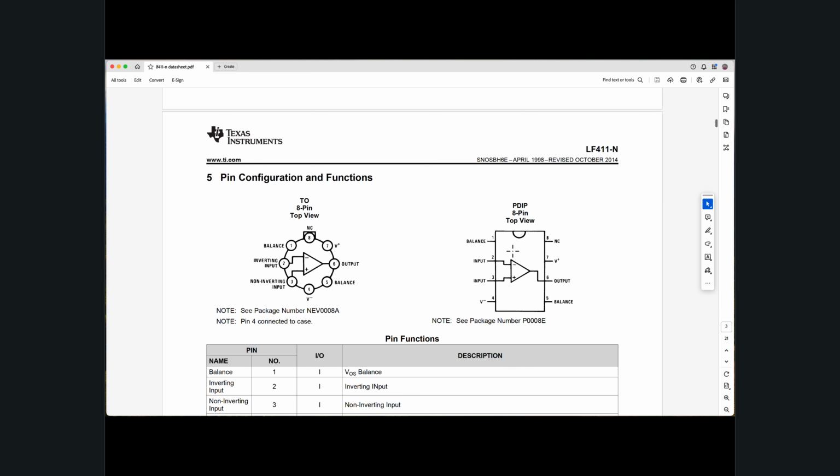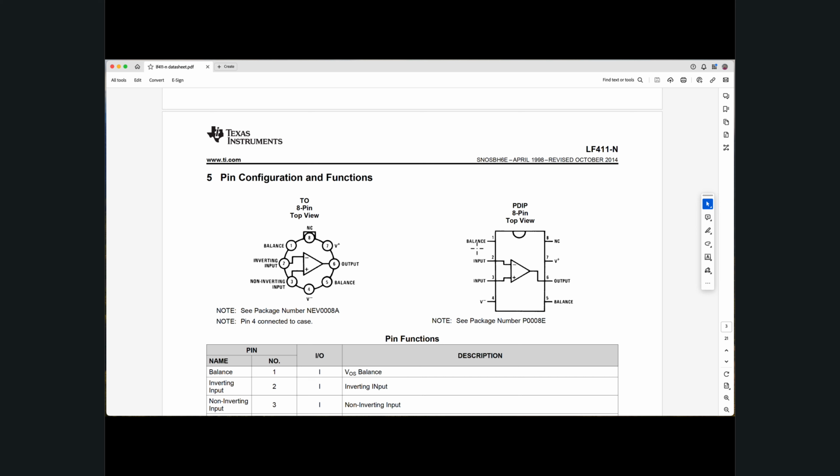The first one is the chip pin out. This is a chip that has 8 pins, and it tells me that pin 2 is connected to the inverting input, pin 3 is connected to the non-inverting input, and the output is connected to pin 6. The V plus and V minus, the positive and negative rails, are pins 7 and 4.